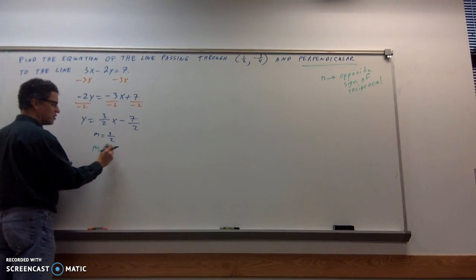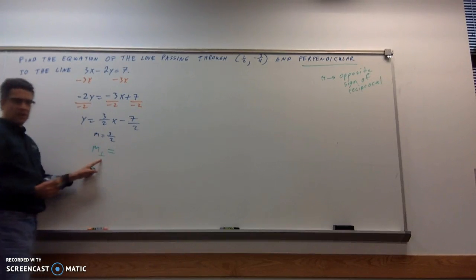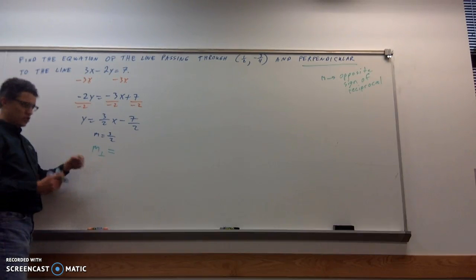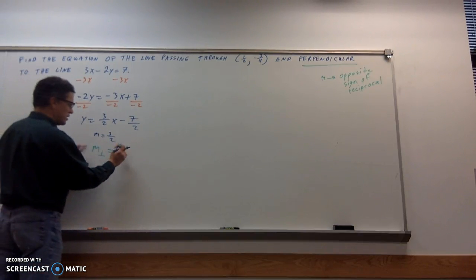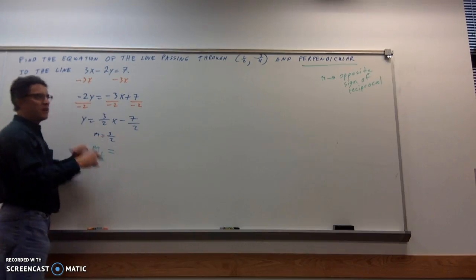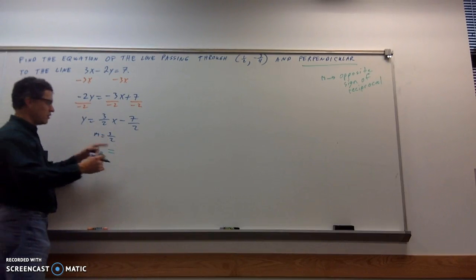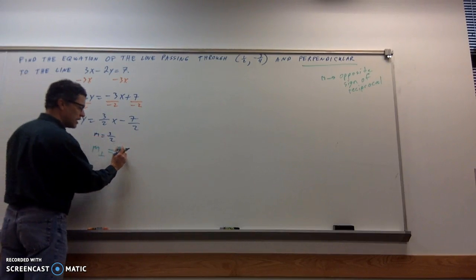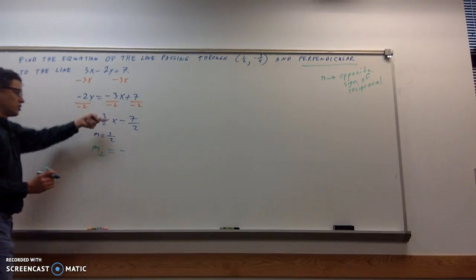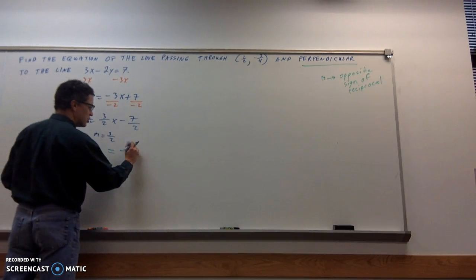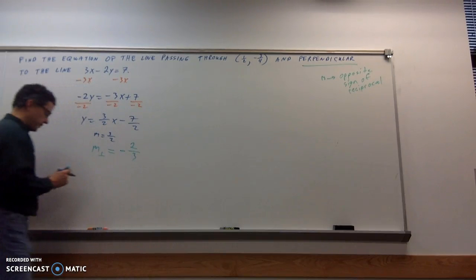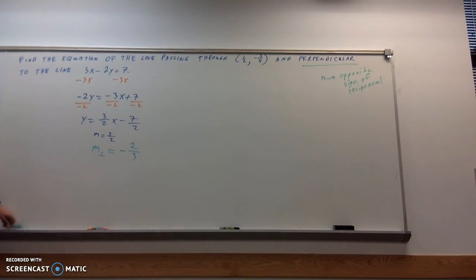The perpendicular slope, and I'm using the upside down T for this, which shows perpendicular, is going to be the opposite. So if it's positive, make it negative. If it's negative, make it positive. In this case, it's positive, so I'm going to make it negative. And then reciprocal, so I'm going to flip this fraction over. So it's going to be 2 over 3. Okay? And that's the slope that we're going to use for this.